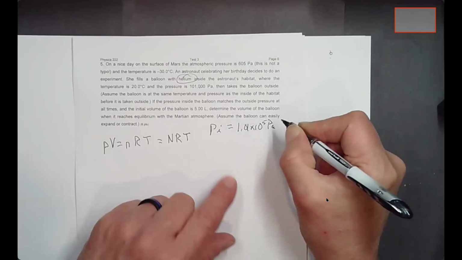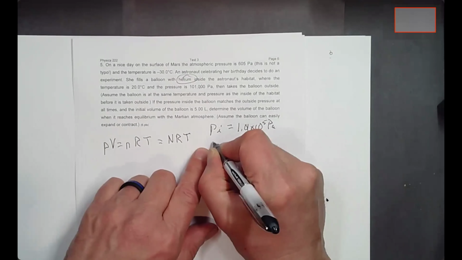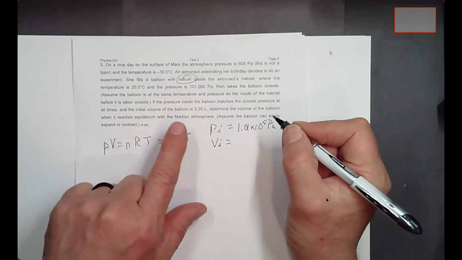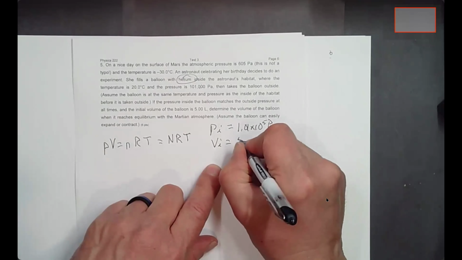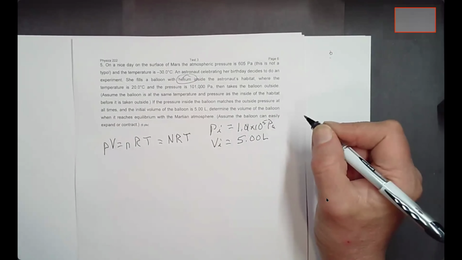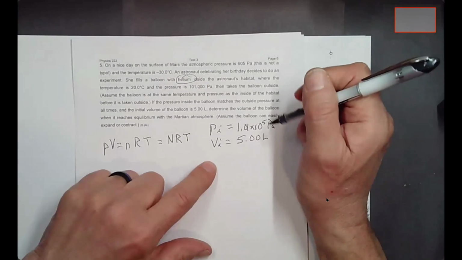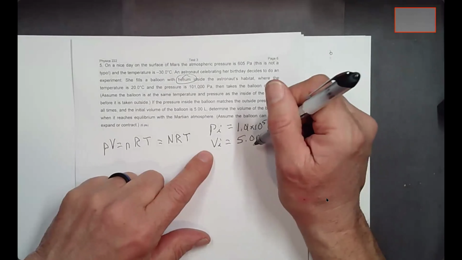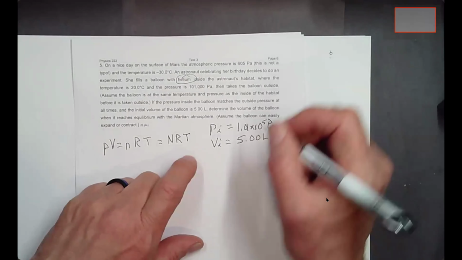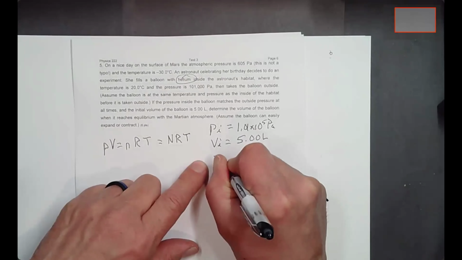And a Pascal is a Newton per square meter. The initial volume of the balloon is 5.00 liters. Now, those may not be convenient, but the way I'm going to solve the problem doesn't matter. We're going to make all the units divide out. So almost all of them, except the final volume won't. And then T initial inside the habitat.